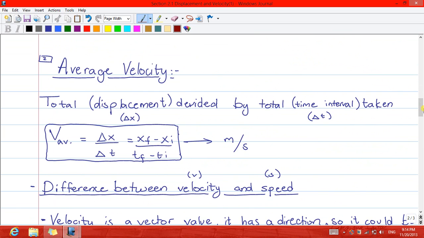The second part is the average velocity. The average velocity is the total displacement divided by the total time. And the unit for it is meter per second.